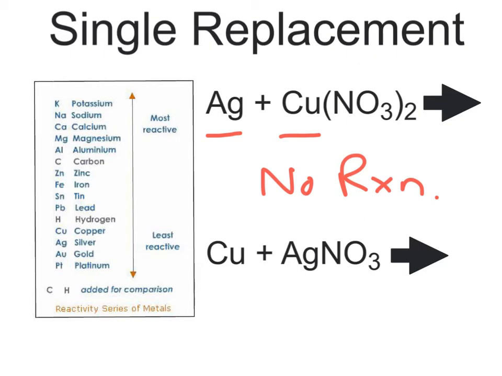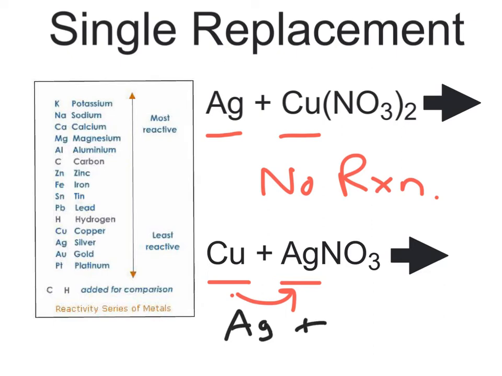On the other hand, if we have copper trying to replace silver, we see that copper is more reactive than silver, so the reaction can occur. And what happens is that the copper kicks the silver out of its position. So now the silver is going to be by itself. That means the copper will be combining with the nitrate.